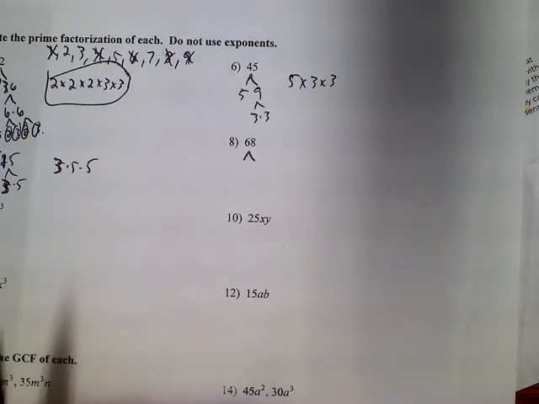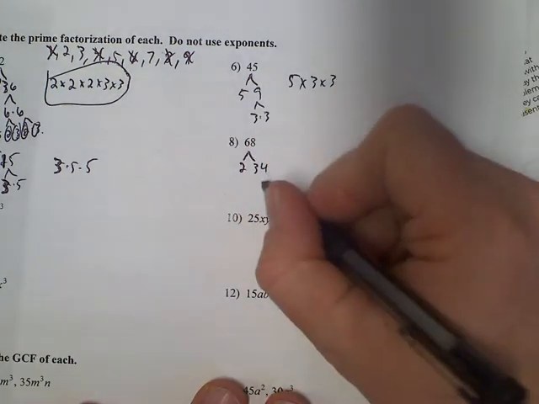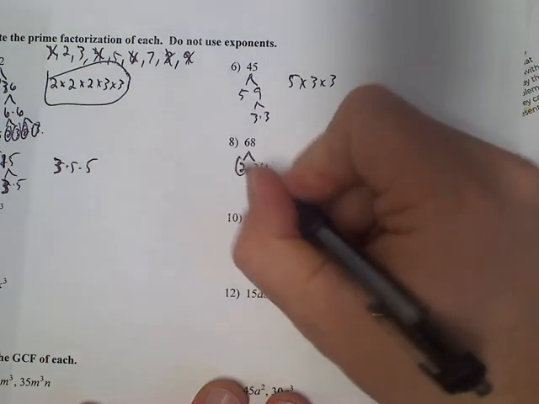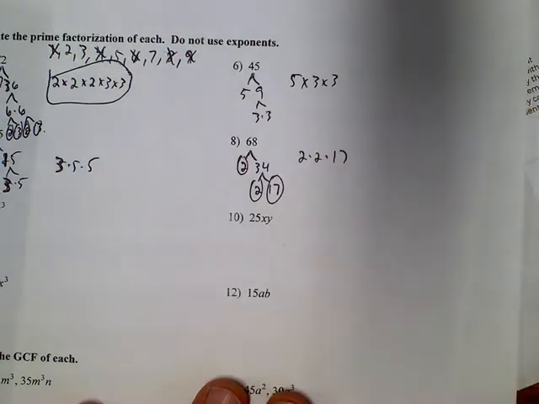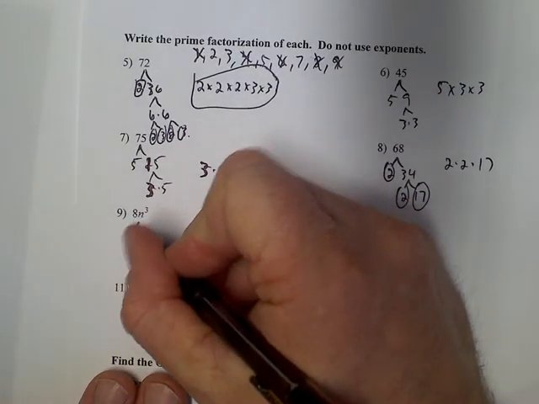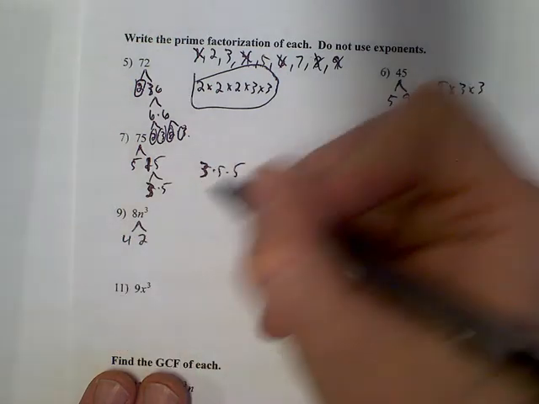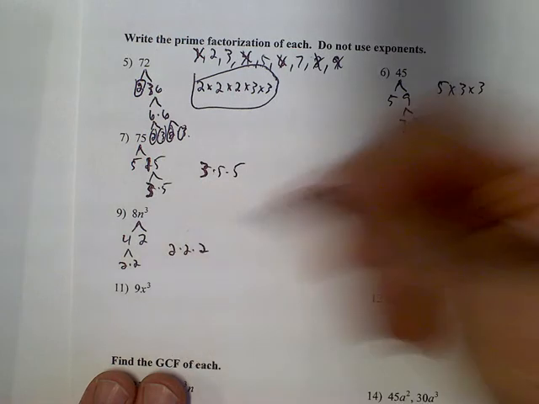68, I know 68 is divisible by 2. That gives me 34. So that gives me 2 and 17. So I know this would be my prime factorization. If I break down 8, I know that 8 would be 4 and 2. That would give me 2 and 2. So 8 would be 2 times 2 times 2.